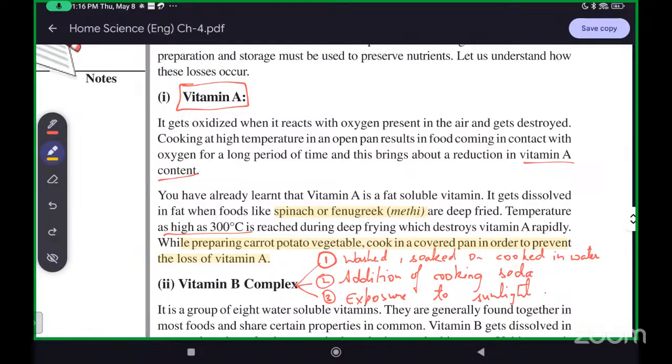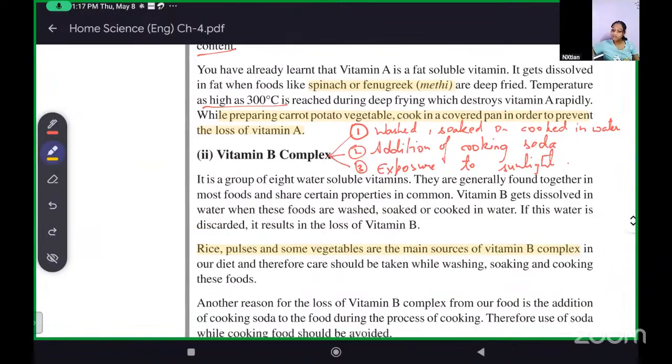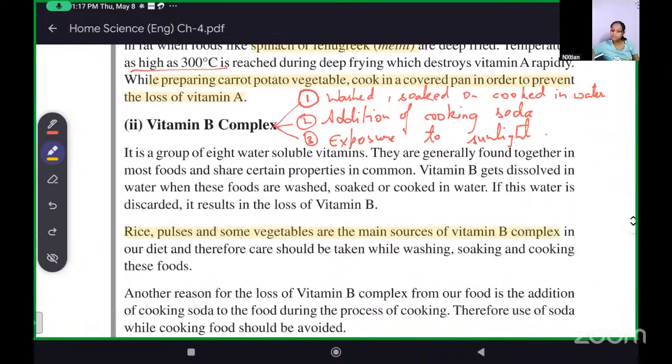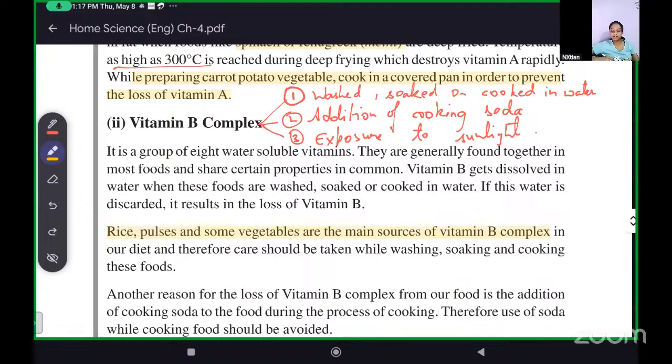So for vitamin A, cooking food for a long time on a high flame in open air is the reason for loss of vitamin A. Then vitamin A is also destroyed by deep frying. So the second reason is vitamin A loss by deep frying. And in vitamin B complex, these are the three reasons. What are the foods rich in vitamin B complex? Rice, pulses, and some vegetables.